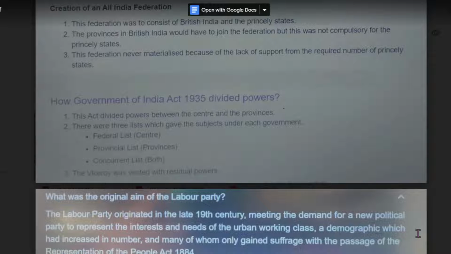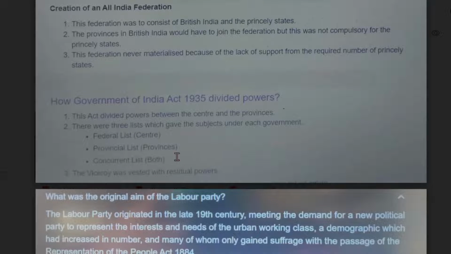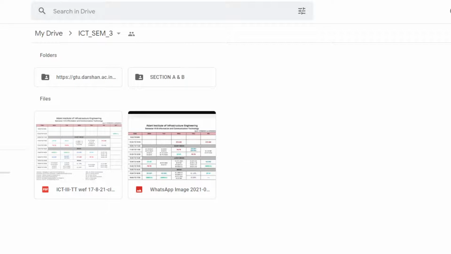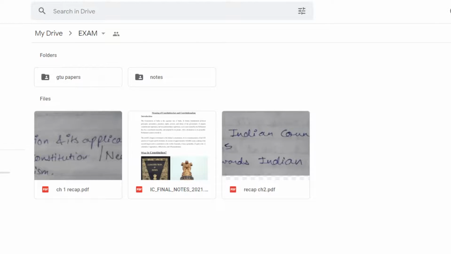I have included only a recap of chapter number 2 because there are no such questions in previous year question papers of chapter number 2. So it's only for recap and just to have a look in case they ask you for some reason. Okay, that's it guys for chapter number 2.